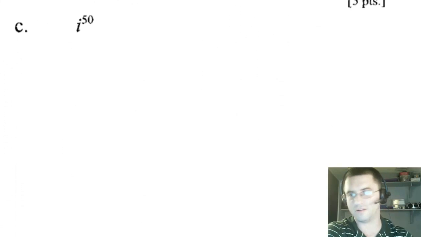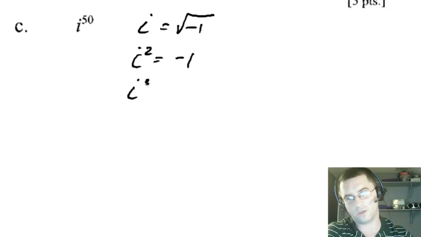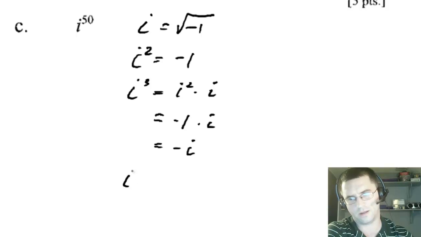Alright, this has i raised to a power. So let's look at the pattern that occurs when we raise i to powers. i is the square root of negative 1. So i squared would cancel out the square root and give us negative 1. i cubed would take the previous answer, i squared, and multiply it again by i. So it'd be negative 1 times i, which is negative i. So that's i cubed. And then i to the fourth, you could say it's the previous answer times another i.